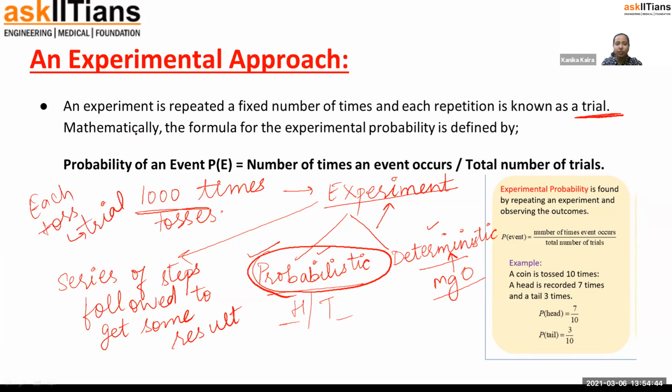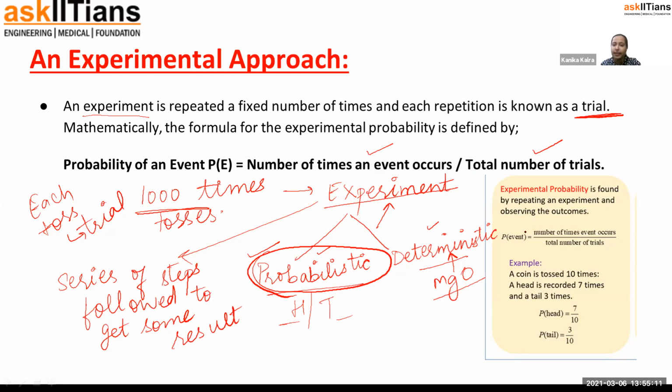Now, the experimental approach means we are taking care of the complete experiment. Let's look at the definition. An experiment is repeated a fixed number of times and each repetition is known as a trial. Mathematically, the formula for experimental probability is defined as the number of times an event occurred divided by the total number of trials. It's the normal definition only.